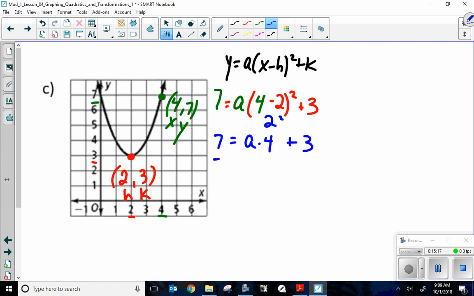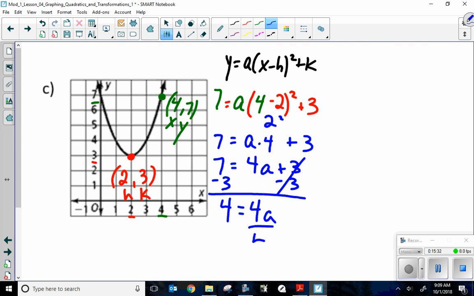How do we write that? I'm going to rewrite that now. 7 equals 4A plus 3. All right, subtract 3 from both sides. 4 equals 4A. Guess what? A equals 1. Nice and easy.